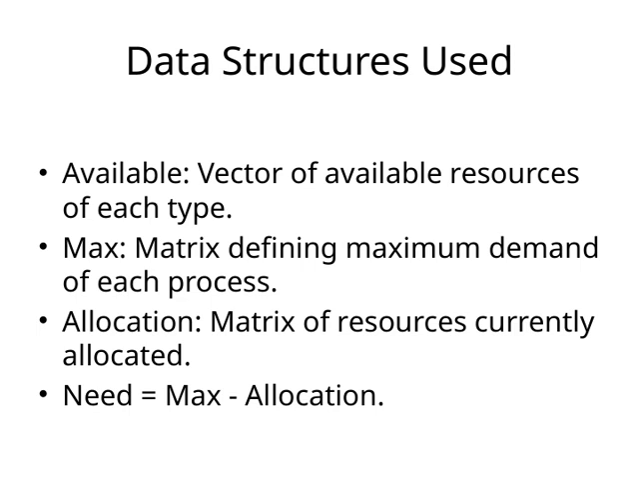Next, there's the max matrix, which shows the maximum demand of each process for every resource type. This helps us understand the worst-case scenario for resource needs. Then, we have the allocation matrix, which indicates how many resources are already allocated to each process. This is crucial for tracking current resource distribution. Finally, we calculate the need matrix by subtracting allocation from max. This gives us the remaining resources each process still requires to complete. Connecting all these points, these data structures form the backbone of resource management, enabling us to monitor, plan, and ensure safe resource allocation across processes.